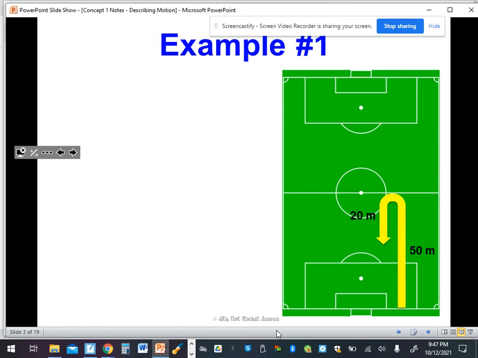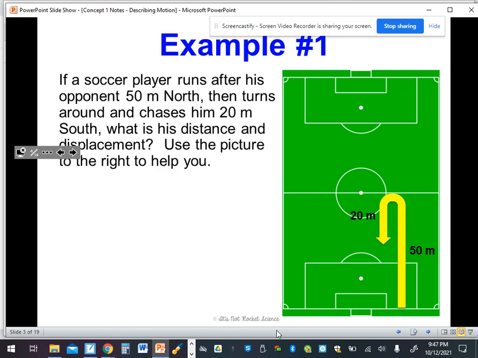All right, let's take a look at example number 1. It says if a soccer player runs after his opponent 50 meters north, then turns around and chases him 20 meters south, what's his distance and displacement? Okay. So the picture here is already kind of drawn for us on the board. If you want to draw a simple one of this on your paper, you can. I don't need you to necessarily draw the soccer field and all that stuff, but just draw something like this. So XS, that's where I'm going to start from.